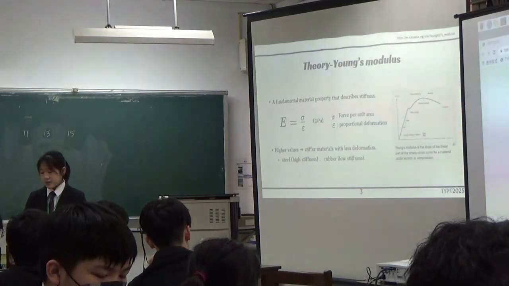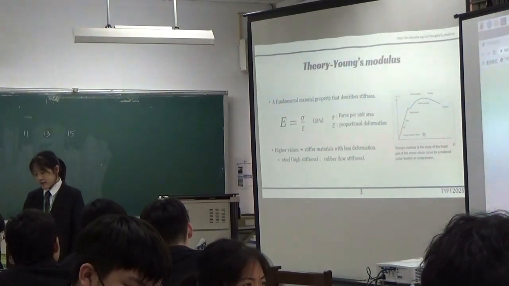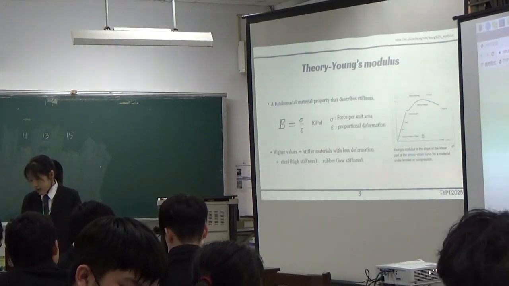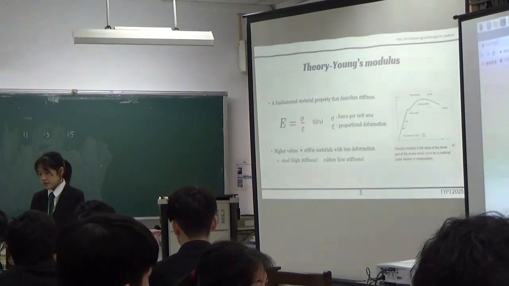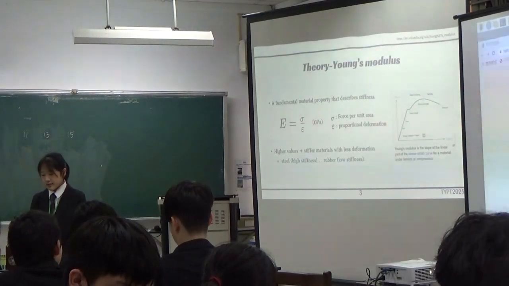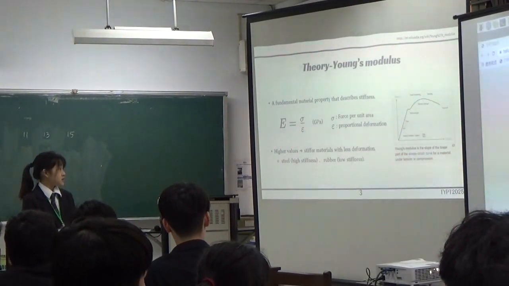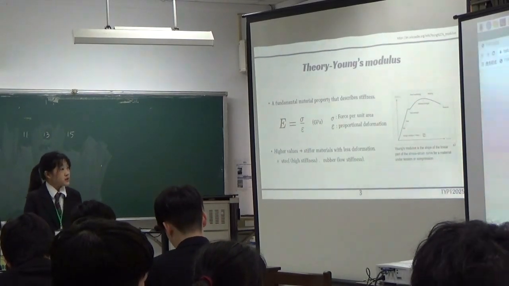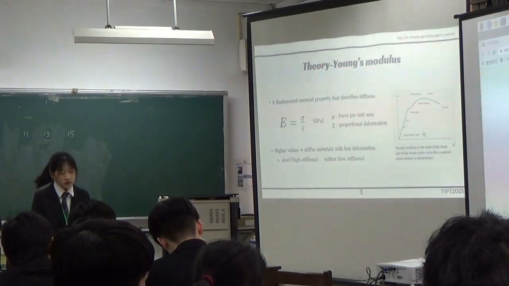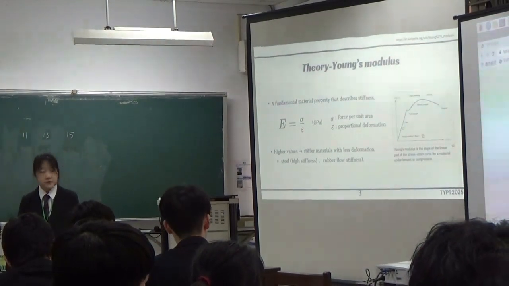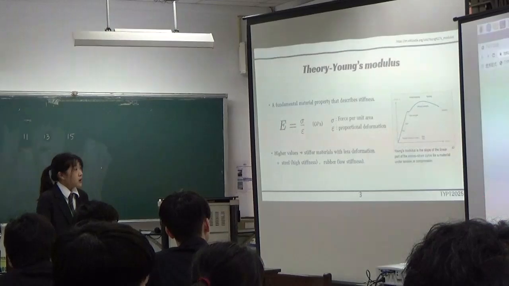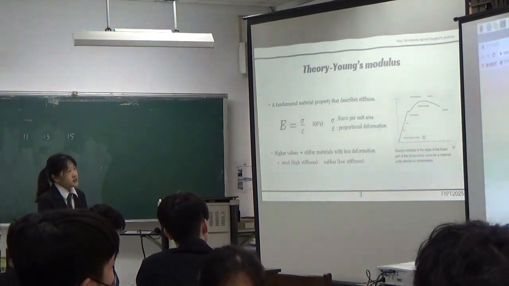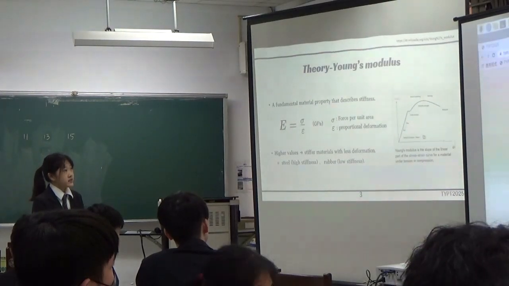Young's modulus is the fundamental material property that describes the stiffness of the material. It quantifies the material's ability to resist deformation under axial, tensile, or compressive stress. And this is the equation, E equals stress divided by strain. Usually the unit is GPa. The higher values indicate stiffer materials such as steel. And when the stress-strain diagram is linear, it means that the material is linearly elastic.